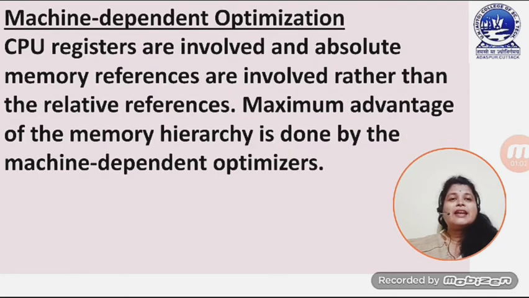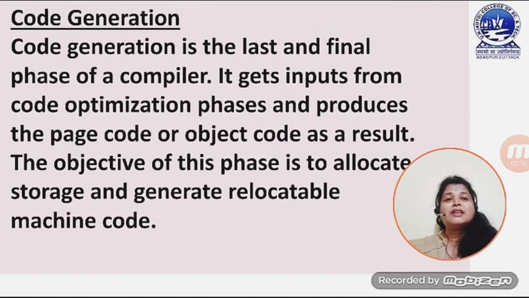Okay, now we will discuss some other aspects of machine dependent optimization. In this optimization technique, CPU registers are included, memory references are included, and one more thing is that machine dependent optimization offers more benefits in comparison to machine independent optimization.